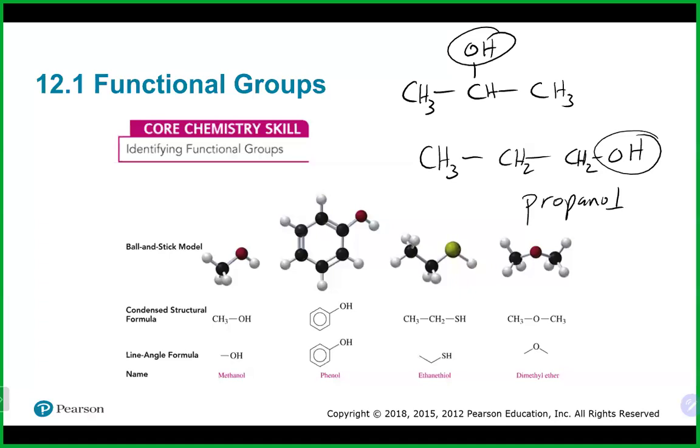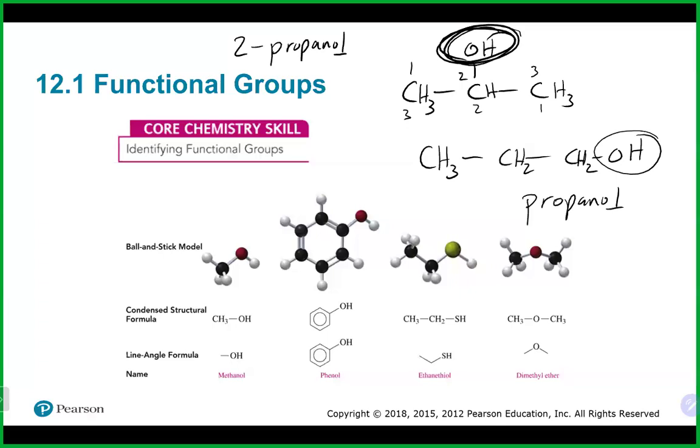Now we do need to number these guys to give the OH the smallest number. So looking at the top guy, we could go 1, 2, 3, or we could go 1, 2, 3. It doesn't really matter in this case. 2 is a winning number here. And this would be much like how we name our double bond or triple bond, 2-propanol. The 2 in this case is for the location of that OH group. It's on carbon number 2.